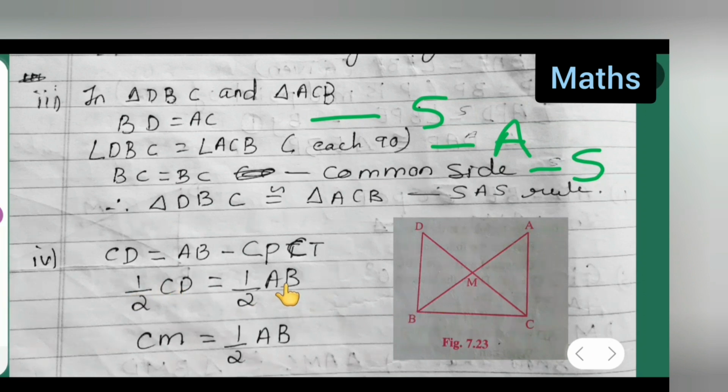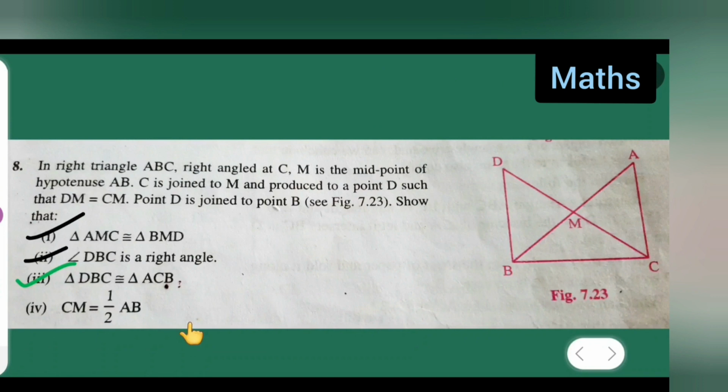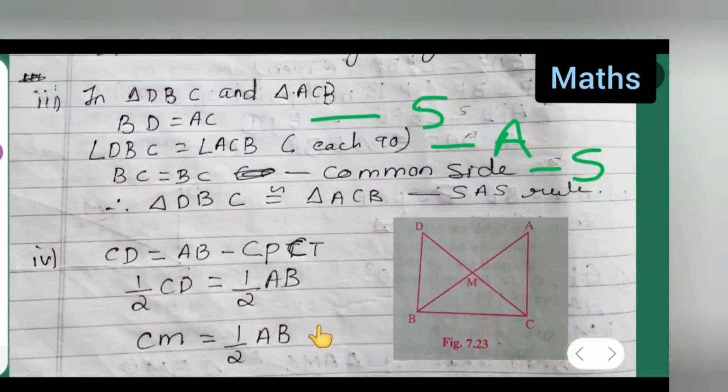Now multiply half on both sides. So half of CD is what? Half of CD is nothing but CM. Plug the value, is equal to half of AB. Write it as it is. So finally we proved that CM is equal to half of AB, right? So here CM is equal to half of AB. So CM is half of what?